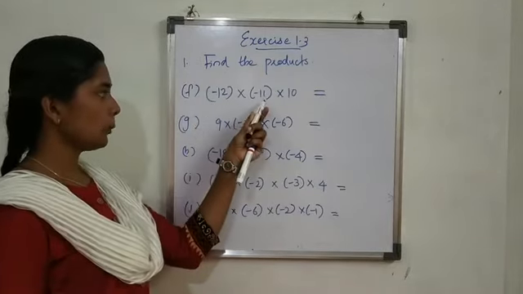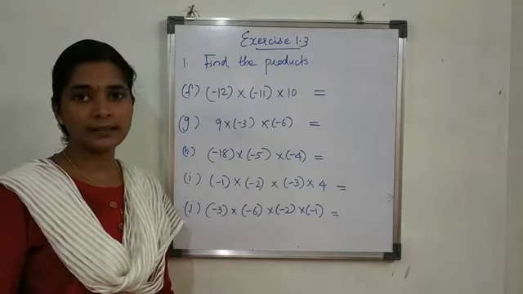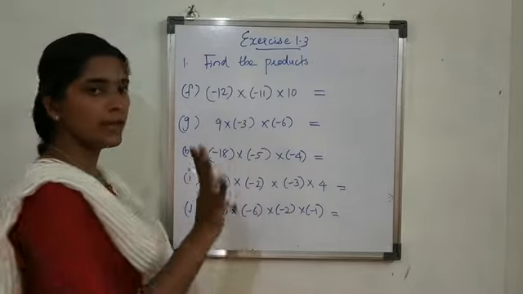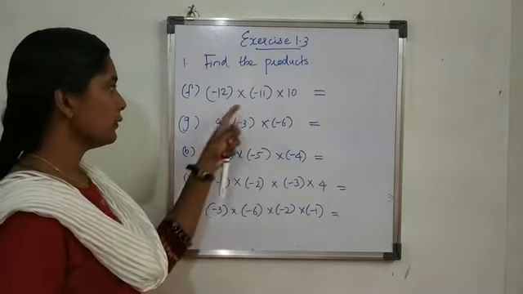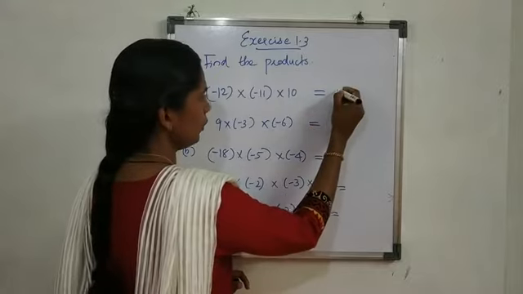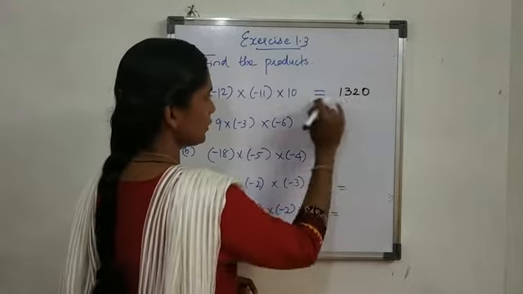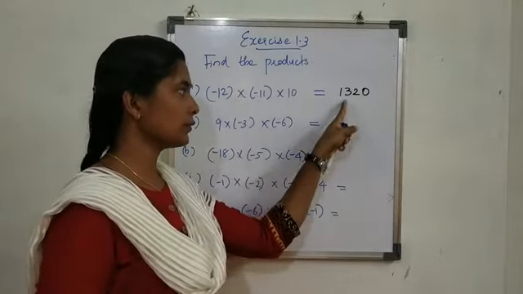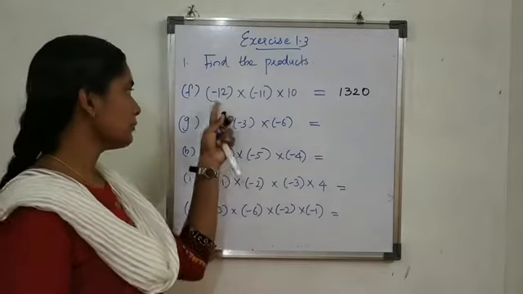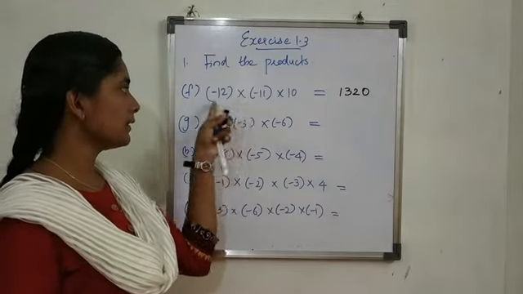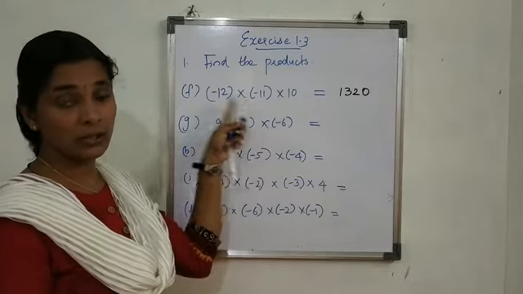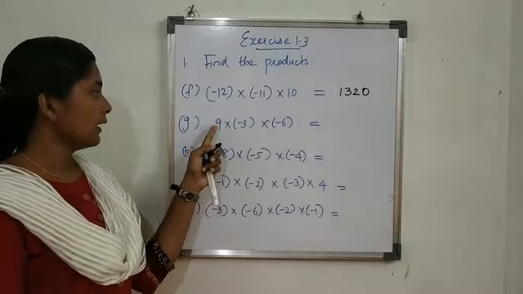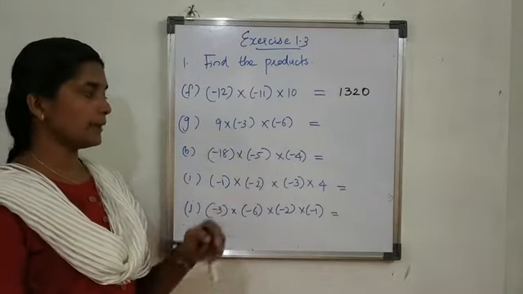Minus 12 into minus 11 into 10. Three integers are there, but how many negative integers? Two negative integers are there. Therefore, the answer must be positive. Then 12 into 11 is 132. Multiply it with 10 and you get 1320. After that, just see the sign. Two negative integers are there, an even number, therefore the answer is positive.